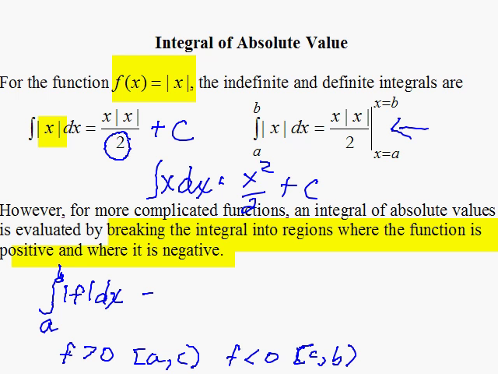Okay. So I break this up into two integrals. One, I'm going to go from a to c. f is positive there, so that's fine.